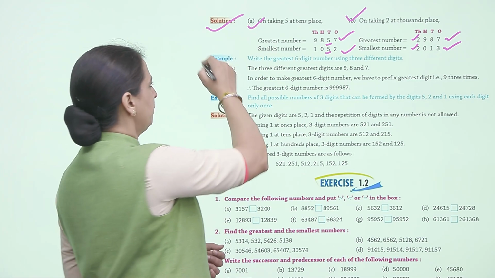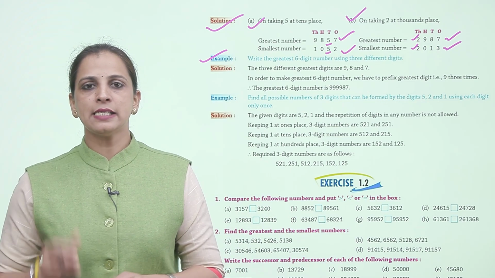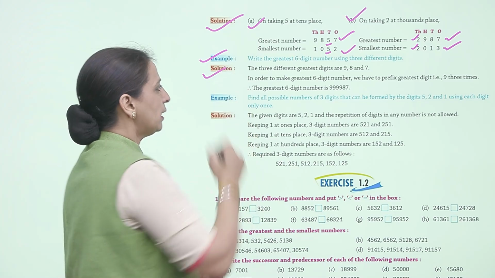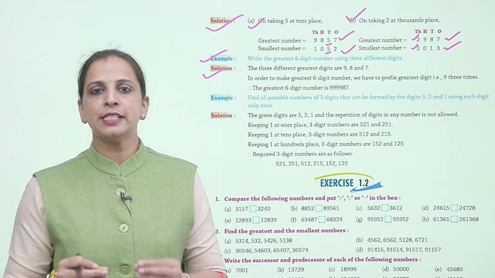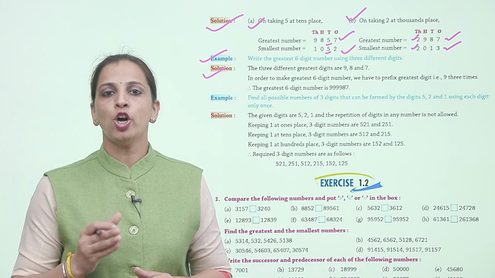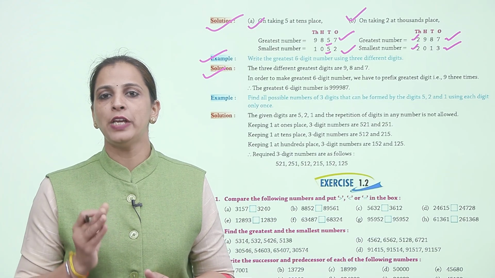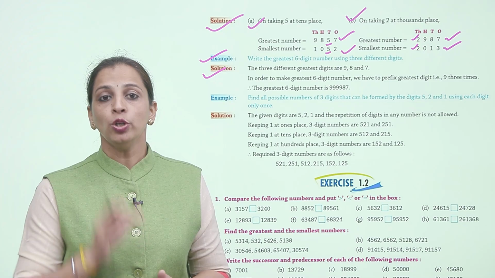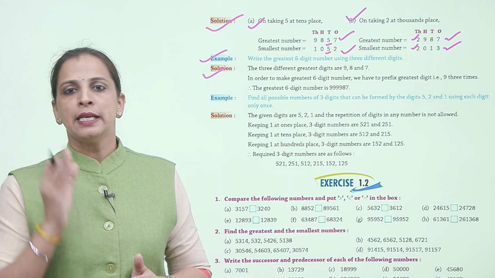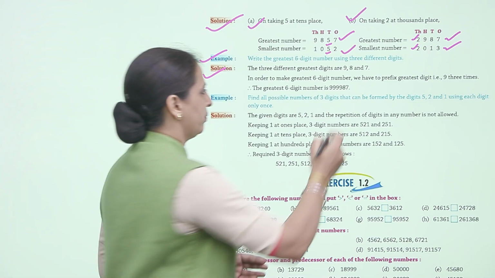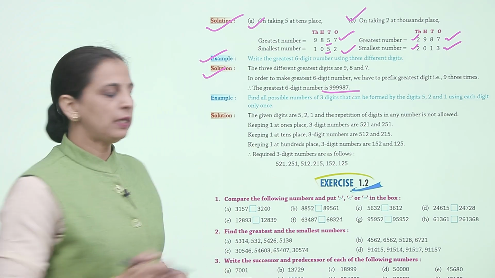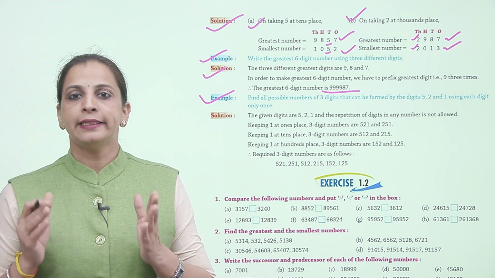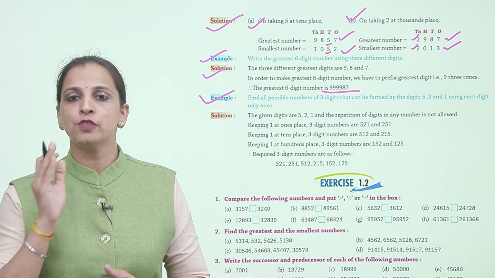Now next example, write the greatest 6 digit number using 3 different digits. Solution करते हैं. The 3 different greatest digits are 9, 8 and 7. In order to make greatest 6 digit number, we have to prefix greatest digit, that is 9 3 times. So, the greatest 6 digit number is 999987.